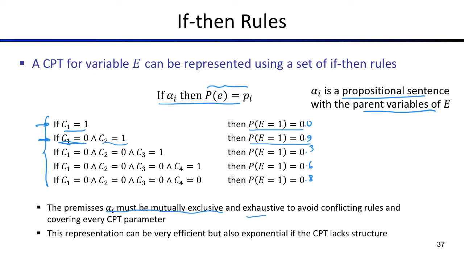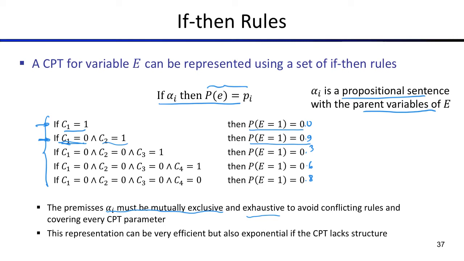They are also exhaustive, so it means that they're going to cover the entire space, and we will have one probability associated with each possible instantiation of the parents and the node variable. That's also very important because in this representation, we cannot have probabilities for some instantiations and not have a probability for the other instantiation. We need to have probabilities for all possible instantiations. So it's very important that these premises, the sentences alpha i, be mutually exclusive and also exhaustive.